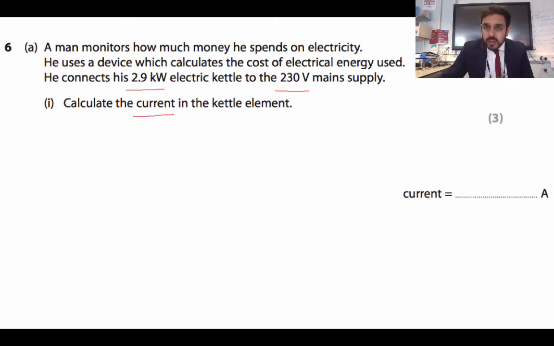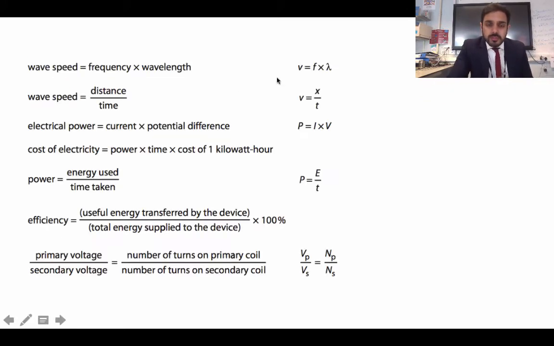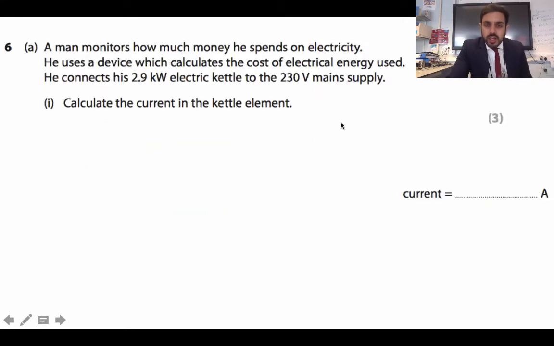I've been given power, which is 2.9 kilowatts. I've been given voltage, which is 230 volts. And I've been asked to work out current, which has symbol I. We don't need to learn a symbol, because it's on the formula sheet. So power, current, and voltage. Let's go back. Power, current, voltage. How do you work it out? P equals I times V.